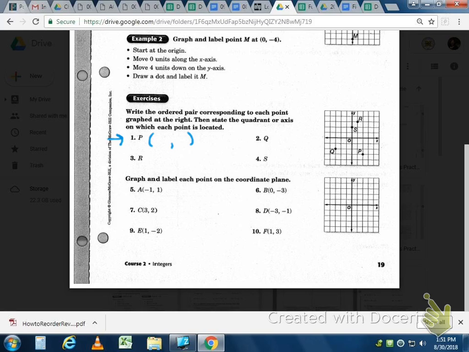Dylan. 7 and 2. Okay, so P is right there. What is the X value? Here's 2, and then what's the Y value? 7. No, not 7. It went 2 this way, and then how many down?